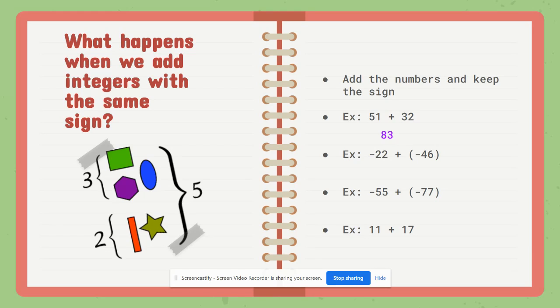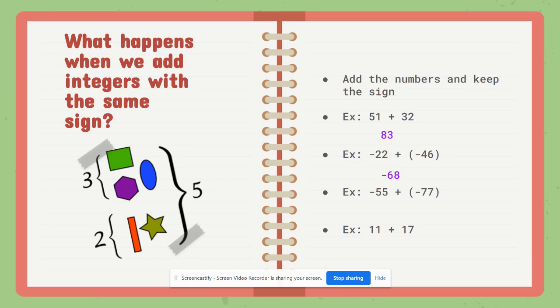The next example, we have negative 22 plus negative 46. Now, you might try to subtract these, but that's not correct. What you really do is you add 22 and 46, but don't forget, since they're both negative, your answer is going to be negative. So negative 22 plus negative 46 is negative 68.